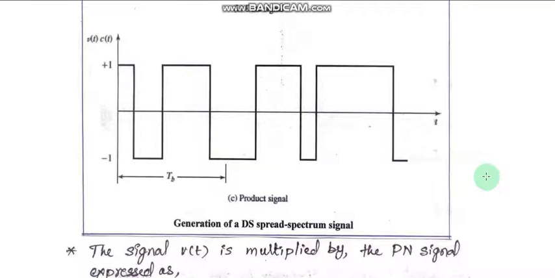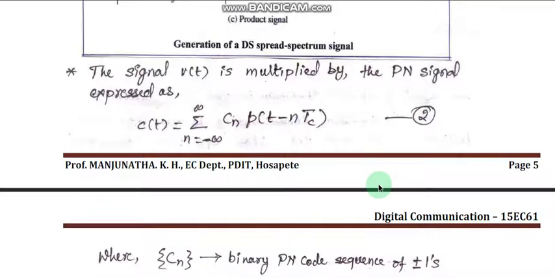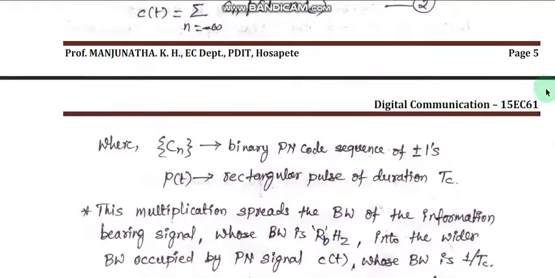So this v of t into c of t is the time domain DSSS signal. DSSS means a direct sequence spread spectrum signal. Okay, so we'll do some mathematics about this. So this signal v of t is multiplied by the PN signal, which is expressed as c of t. So it has some amplitude level c_n, which is also plus or minus 1 because it is binary, and p of (t minus nT_C) is the pulse. Okay, rectangular pulses. Okay, a rectangular pulse of duration T_C.